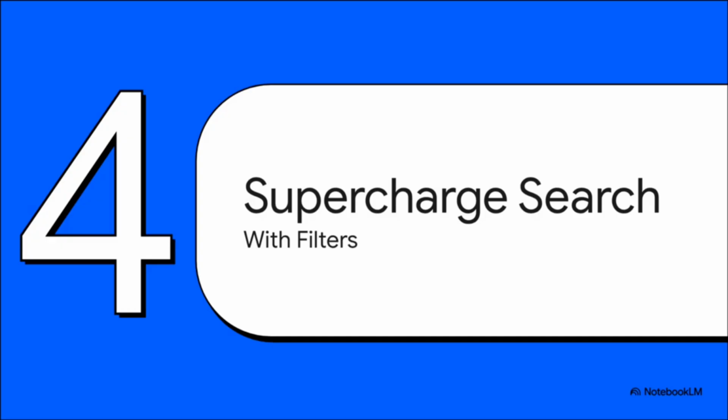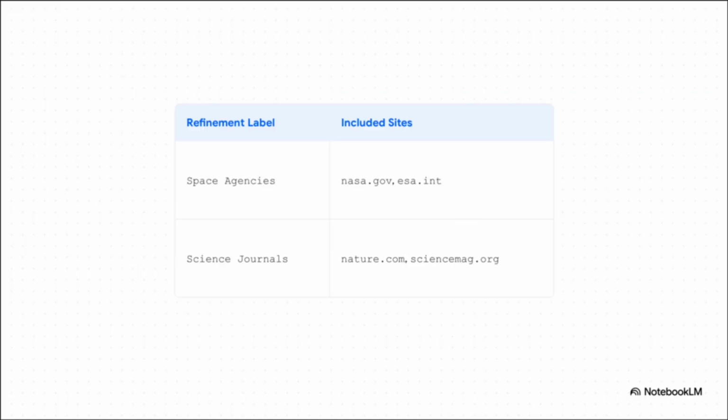Okay, section 4, supercharge your search with filters. Now, creating the engine, that's awesome. That's step 1. But if you really want to unlock its true power, you've got to use filters. In the system, they're called refinements. So what's a refinement? It's basically just a category label that you make up. Let's say in your Science Hub engine, you could group NASA's website and the European Space Agency's website together under a label you call Space Agencies. Then you could group sites like Nature and Science Magazine under another label, Science Journals. See what you're doing? You're creating little subfolders or categories inside your own search engine.